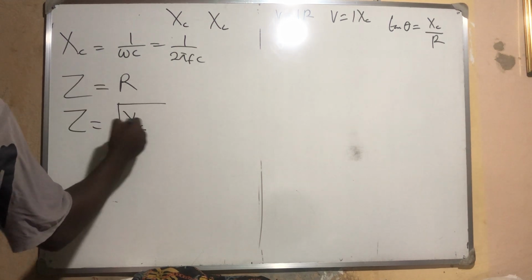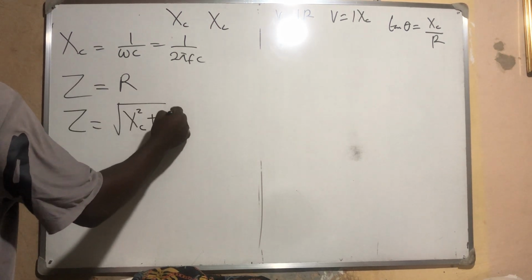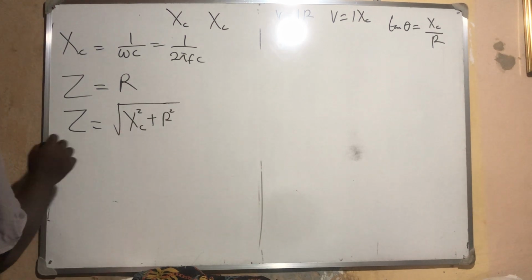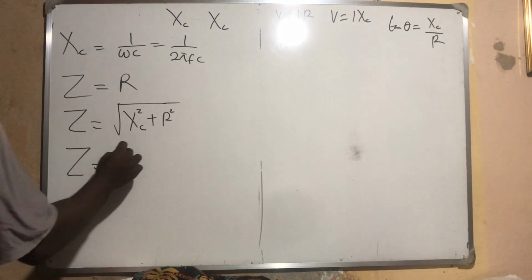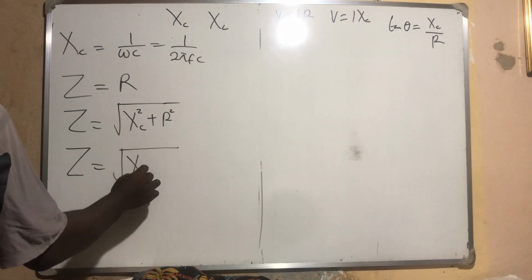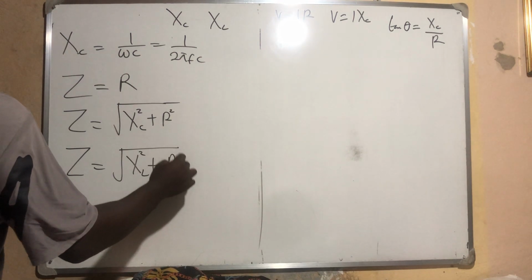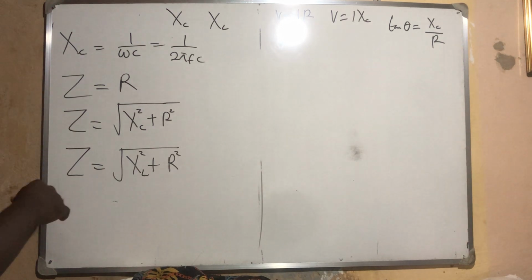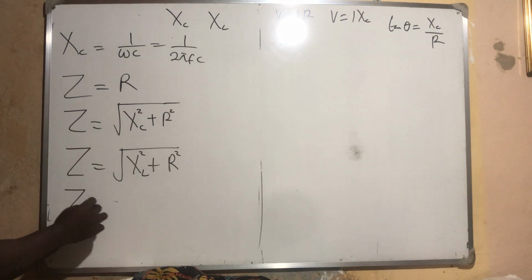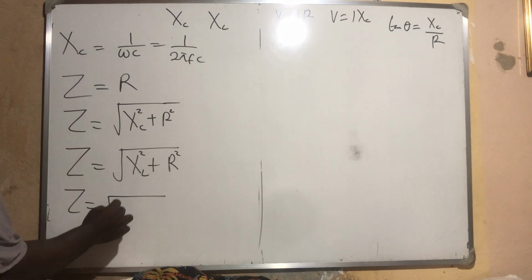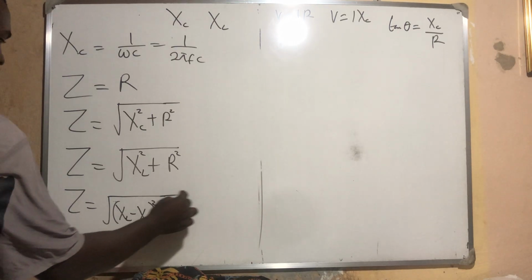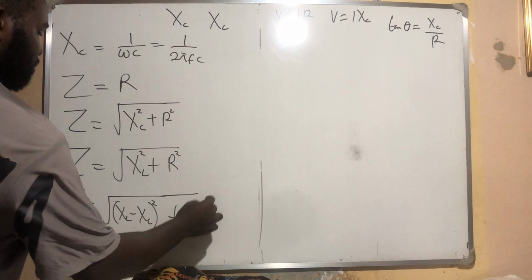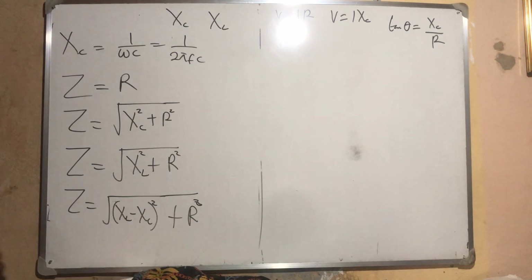XC squared plus R squared. But if it contains resistor and inductor, Z is equal to the square root of XL squared plus R squared. Then if it contains the three of them, Z is equal to the square root of XL minus XC all squared, plus R squared. So the L must come before the C.